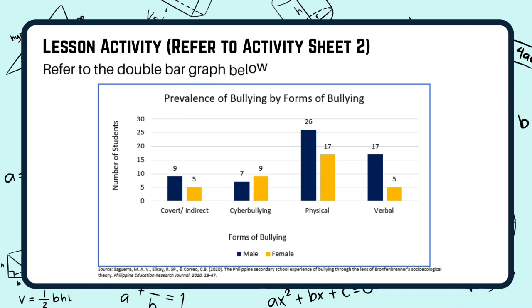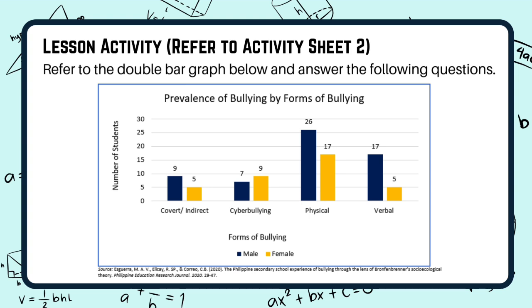Okay, so next we have your lesson activity. This is from your activity sheet number 2. Refer to the double bar graph below and answer the following questions. The prevalence of bullying by forms of bullying. So that is the title.